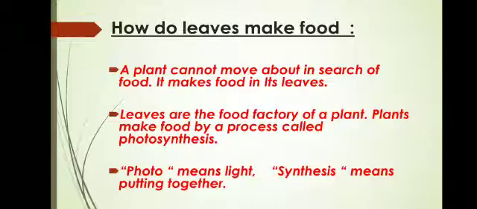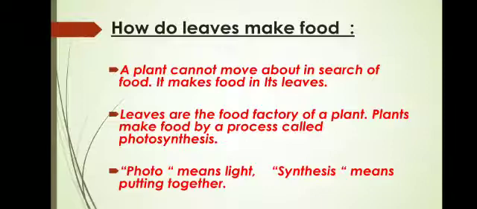Plants make food by a process called photosynthesis. Photo means light, synthesis means putting together. Now I'll give an example. Suppose you want to prepare one cup of tea, what ingredients do we need? Tea powder, sugar, milk and water. These are the main ingredients needed to prepare the tea.